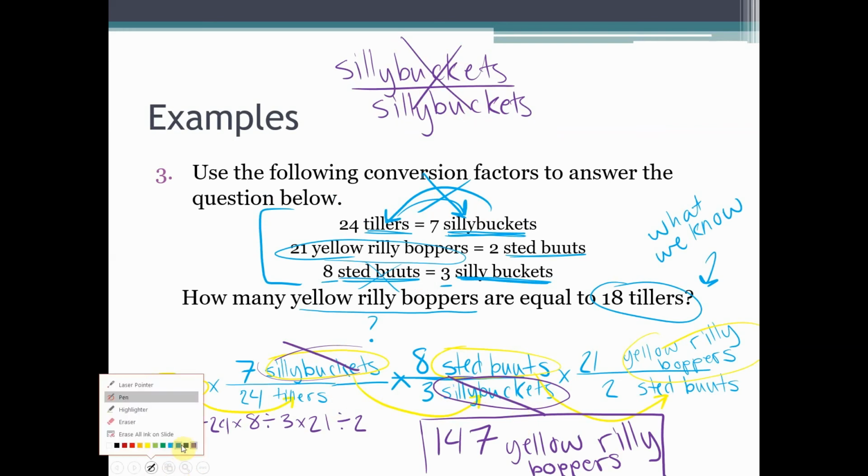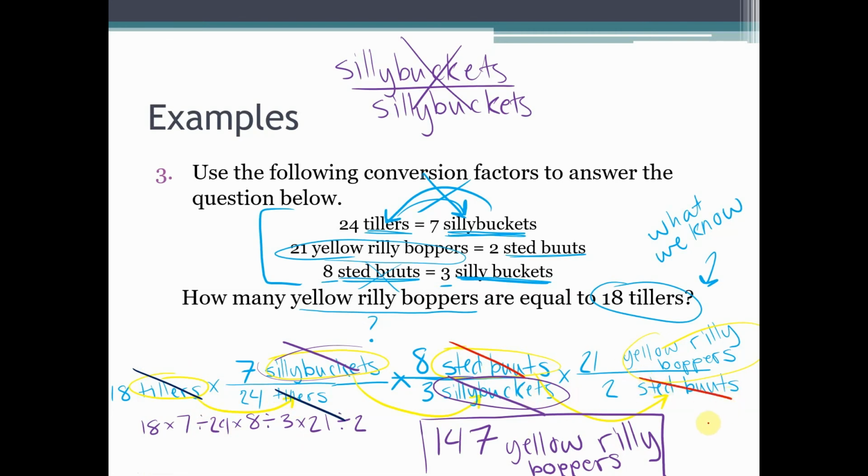So tillers is out front, which remember we said is like being in the top of a fraction. Here's tillers in the bottom. It cancels out and goes away. Steadbutes is in the top here, and then in the next fraction, steadbutes is in the bottom. It cancels out and goes away. The only units that didn't cancel out are the units of our answer, the units we wanted, these yellow really boppers, because they only showed up one time. So all the units you want to get rid of will be there twice. The units you want to keep, those being the units of your answer, show up once.